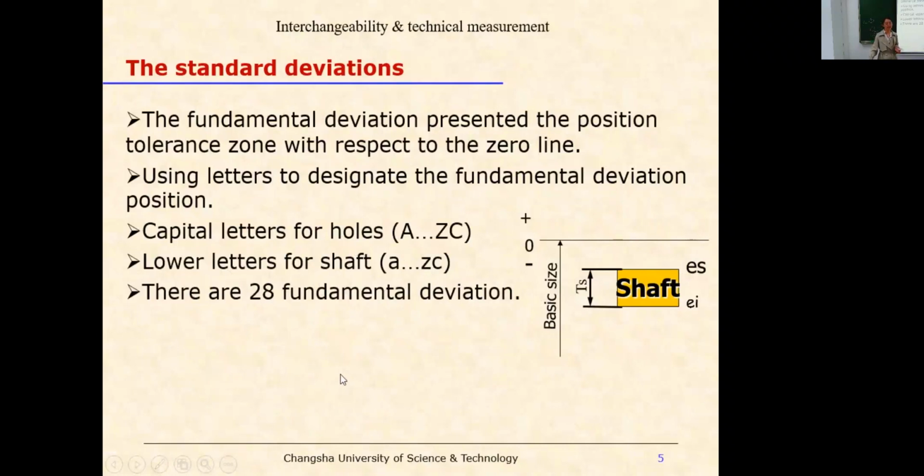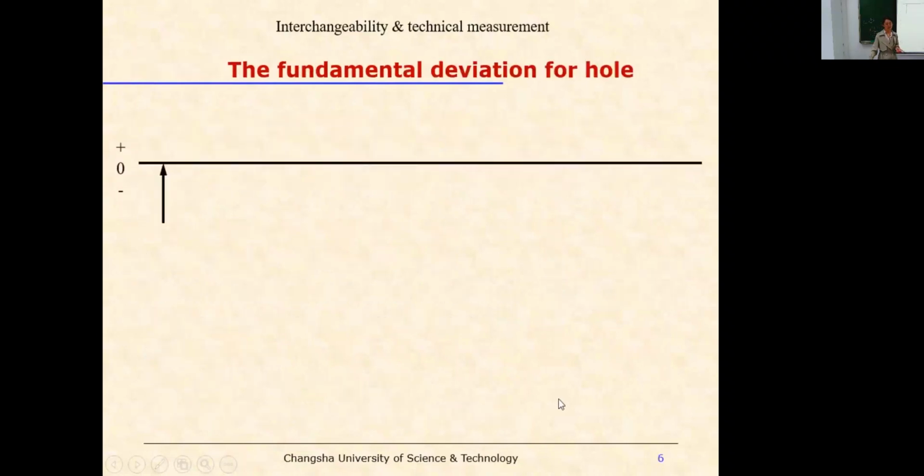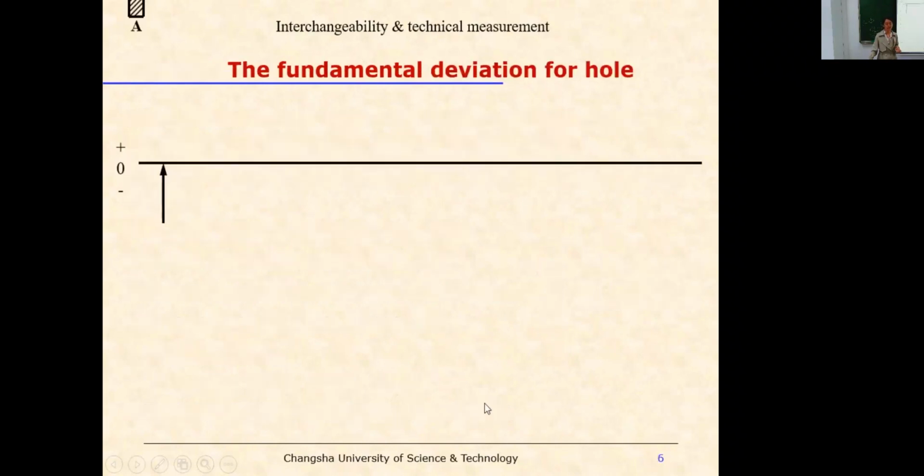So there are 28 fundamental deviations. To avoid confusion, some letters are not used. I mean that A to ZC, and some letters like I, L, the I is equal to the EI or ES, EI or EI. The L, the O or the Q, W, we cannot use that. We just use A to ZC, and part of them are double letters, like EF or ZC. Let me give an example.